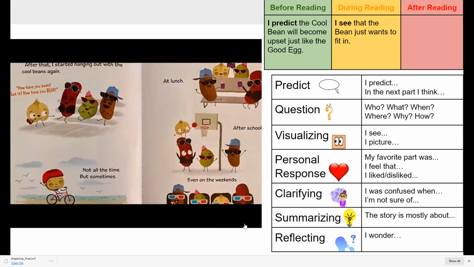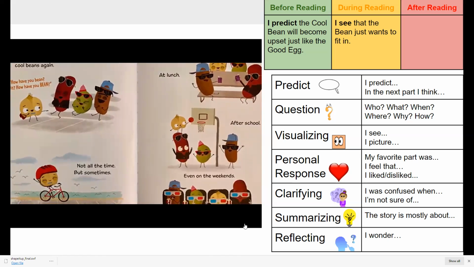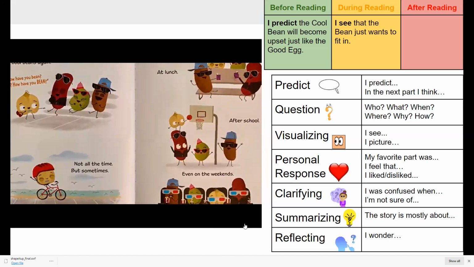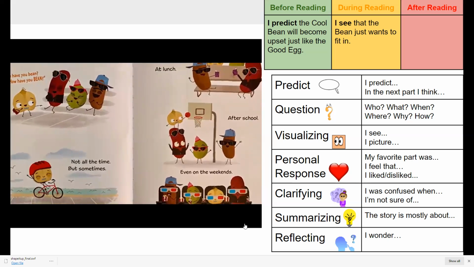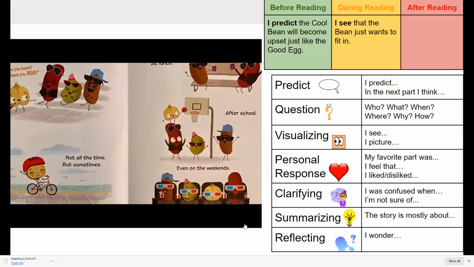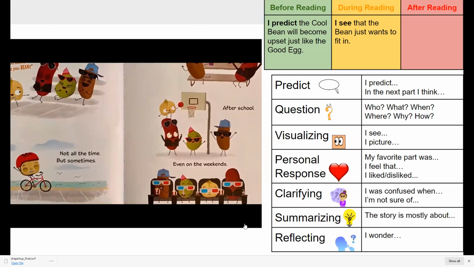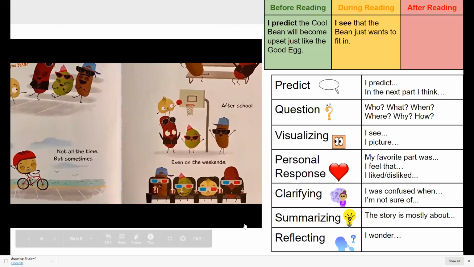After that, I started hanging out with the cool beans again. How have you been? Get it? How have you been? Not all of the time, but sometimes. At lunch, after school, even on the weekends.